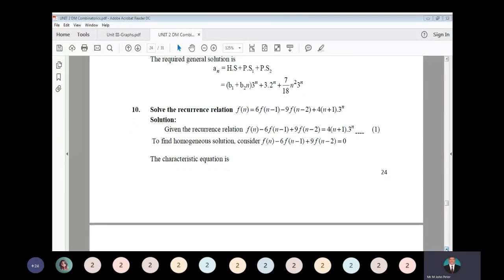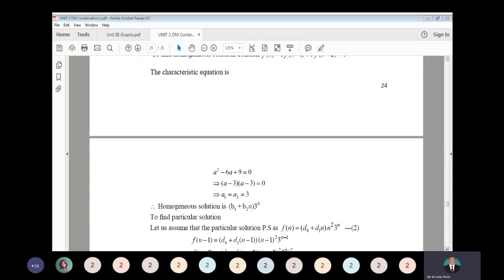Next problem, that is f of n equal to 6 into f of n minus 1 minus 9 times f of n minus 2 plus 4 times (n plus 1) into 3 power n. So the given recurrence relation is f of n minus 6 times f of n minus 1 plus 9 times f of n minus 2 is equal to 4 times (n plus 1) into 3 power n. So homogeneous solution, second order. So replace f of n minus 2 as a pure constant, f of n minus 1 as a, f of n as a square. So the characteristic equation is a square minus 6a plus 9 equal to 0.